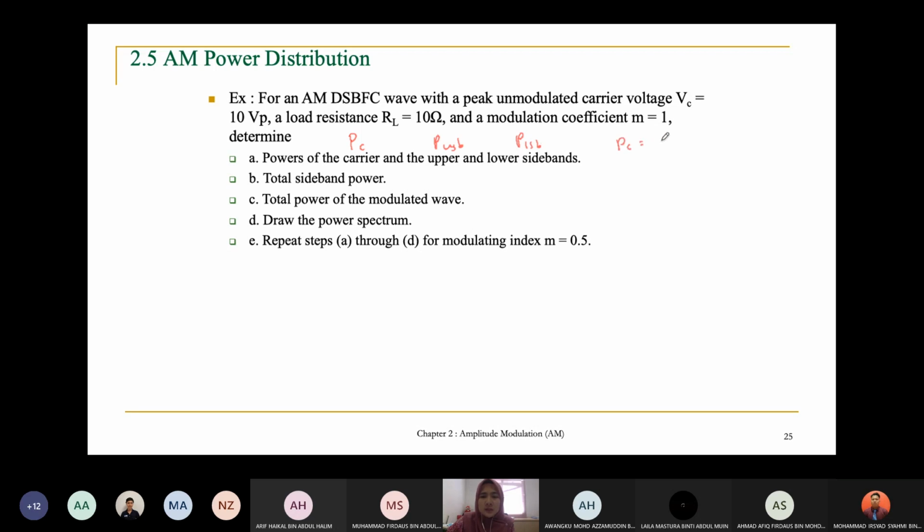So PC, you know that PC is EC squared over 2R. EC is VC, the same. So this is 10 squared divided by 2 multiplied by 10. So you should get 5. While for PUSB and also PLSB, this is the same: M squared PC over 4. Your M now is equal to 1, so 1 squared, and your PC is 5, divided by 4. So you should get 1.25 watts. Don't forget the unit. This is power, so the unit is watts.